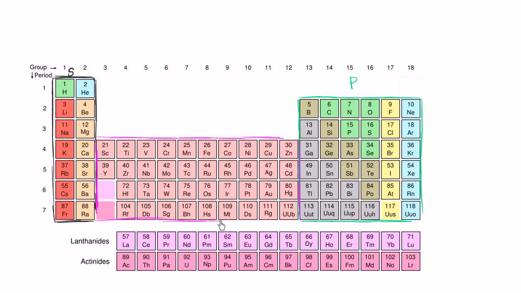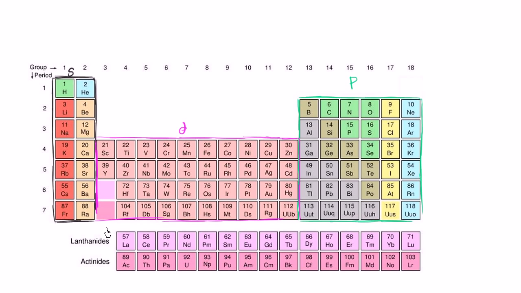And we'll talk about the f block in a future video. This is the f block, and you can actually place it here and push over the d and the p blocks to make space for this. But we'll do that in a future video. So this right over here is the d block.